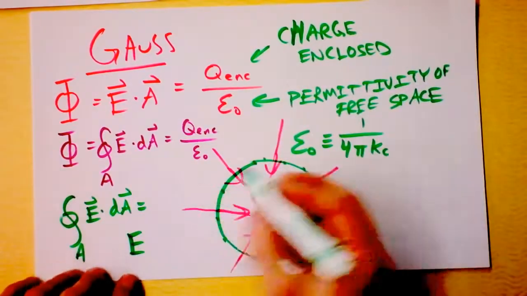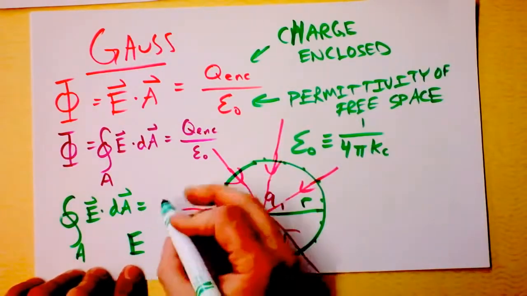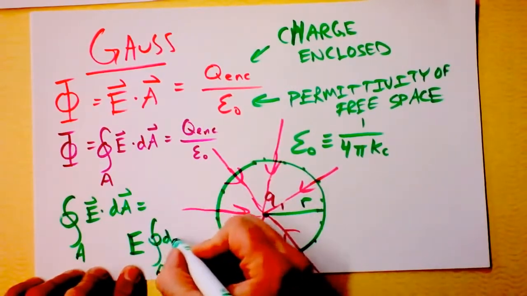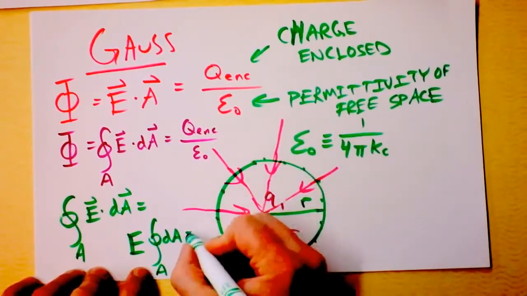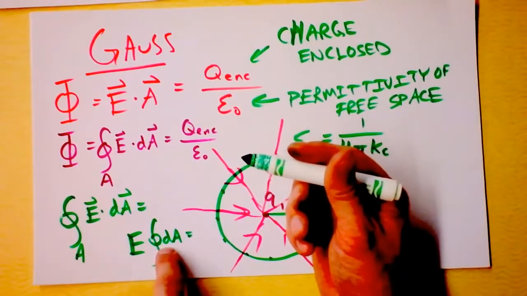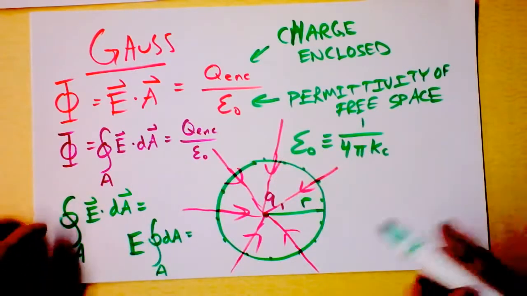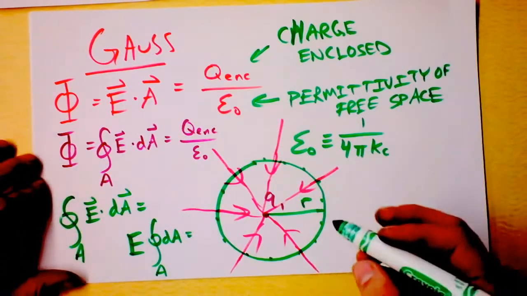That's a little bit annoying, and we'll just be sloppy about it. We'll just say the electric field times the integral over some sphere of the area of the sphere. Well, that simply tells you to find the surface area of a sphere. And you've been taught that, right? The surface of a sphere is what? 4 pi r squared.